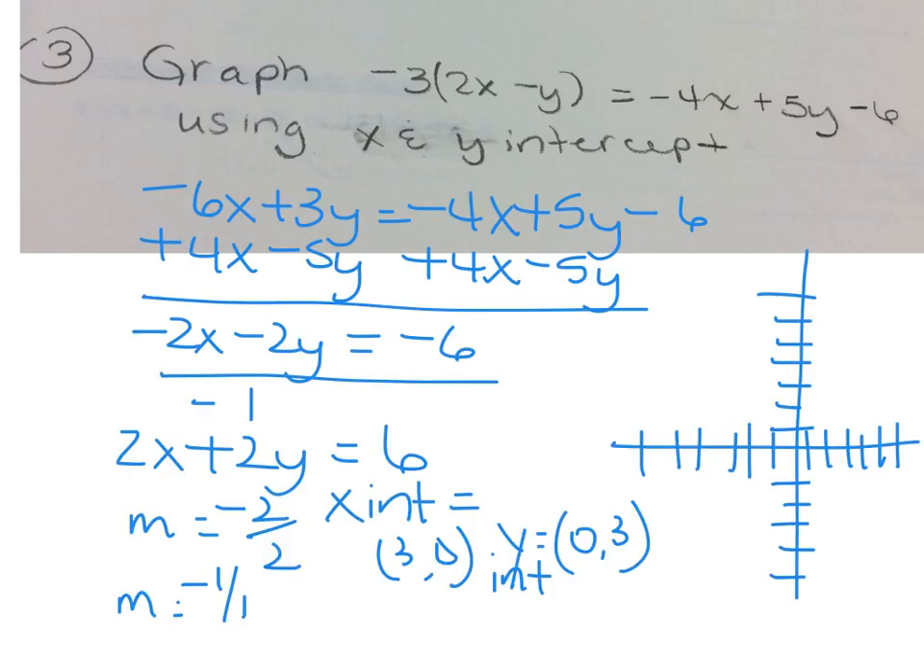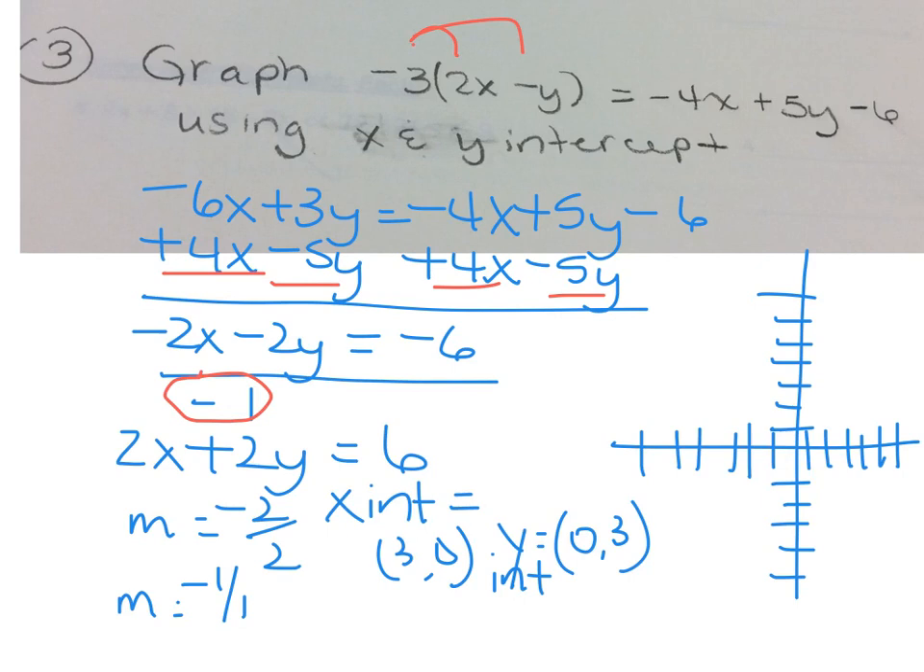Okay, so the first thing I did was the distributive property and got negative 6x plus 3y equals negative 4x plus 5y minus 6. I added 4x and subtracted 5y from both sides and got negative 2x minus 2y equals negative 6. I divided everything by negative 1 so that it's in standard form: 2x plus 2y equals 6. If I wanted to, I could have divided everything by 2, but I don't need to.